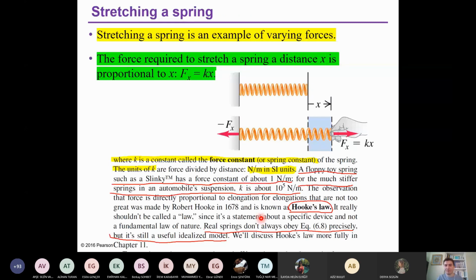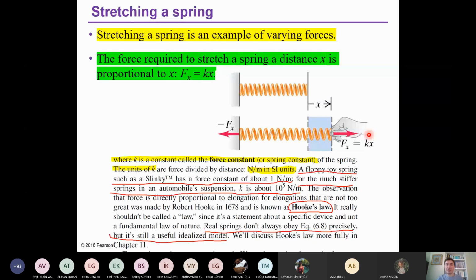Stretching a spring. Here we have a spring. It is at rest, let's say. It has a certain equilibrium position. And then we are applying a force, which is given by k times x. Okay, we apply a force in this direction, and then we produce this displacement along the applied force.